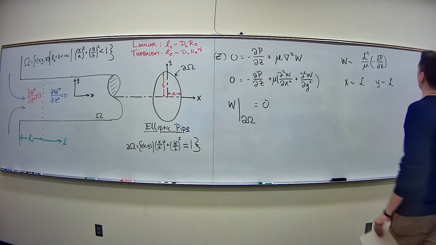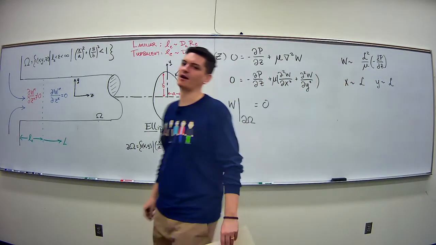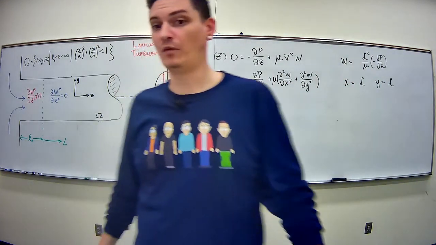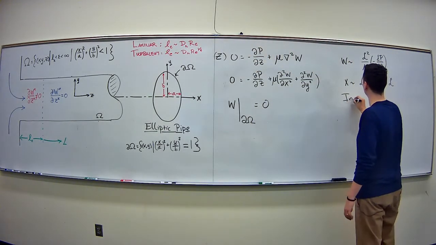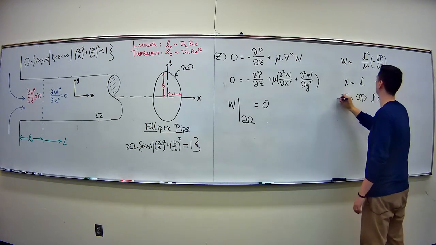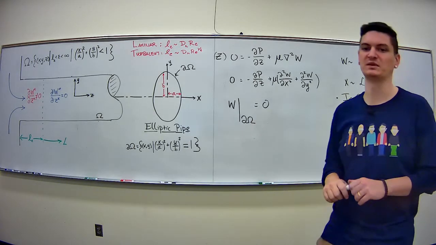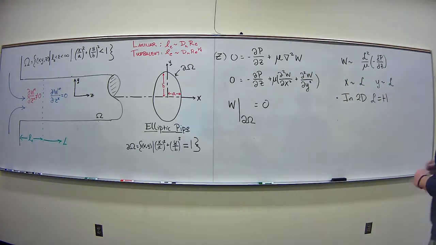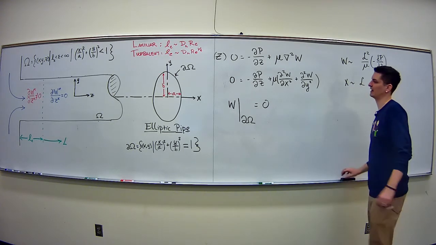Now I want to point out, what's a good length dimension I should pick for this right now? It was pretty clear before when you had just a 2D slot flow. So in 2D, the L was just equal to the height, the distance between the two plates. And that was pretty clear because it was the only height that you had to pick from. But now you have this A and this B, a major and a minor.